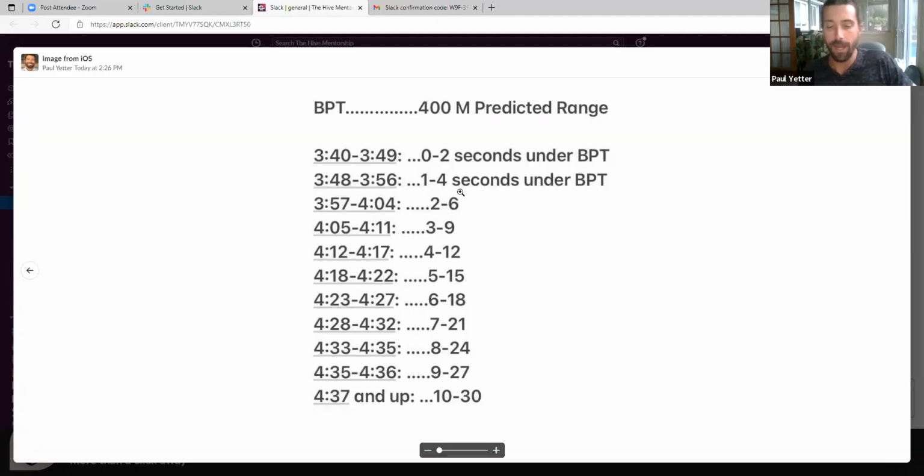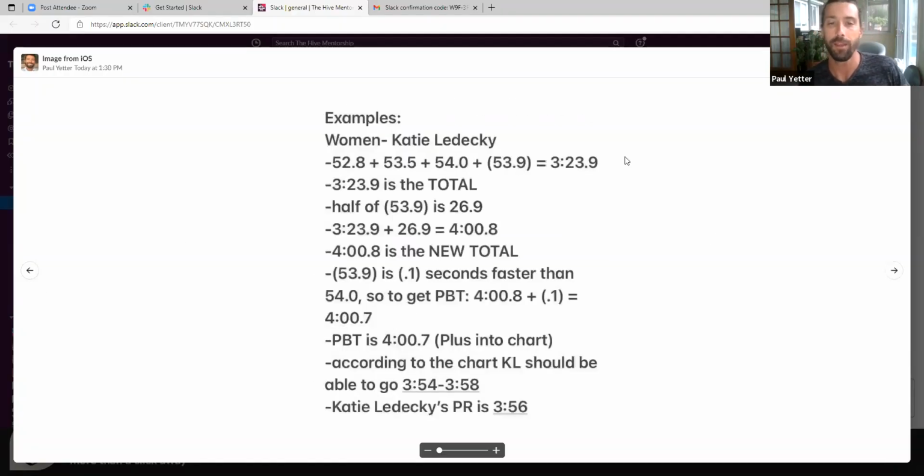I did this with Katie Hoff, and it works out basically the same way it does with Katie Ledecky. You look at Ledecky here. She comes home, this is what she does on her American record swim, and that adds up to a 3:23.9, right? Half of a 53.9, which is the time in parentheses, the 26.9, I'm adding that to that 3:23. I get 4:00.8. That's what we're going to call the new total.